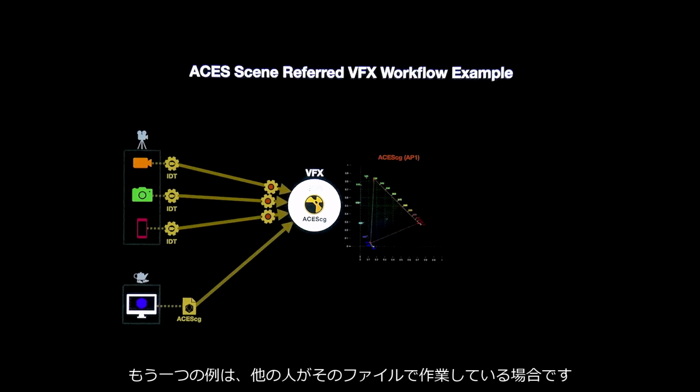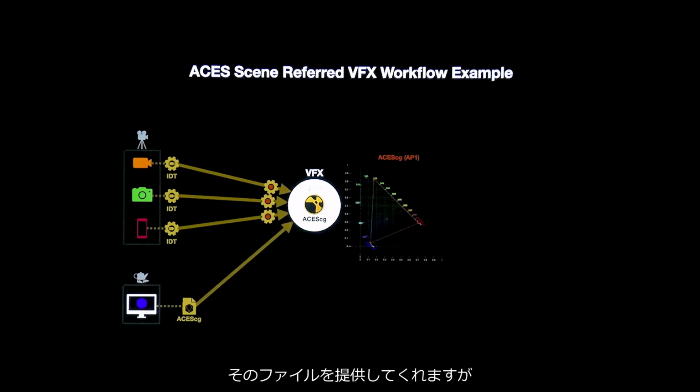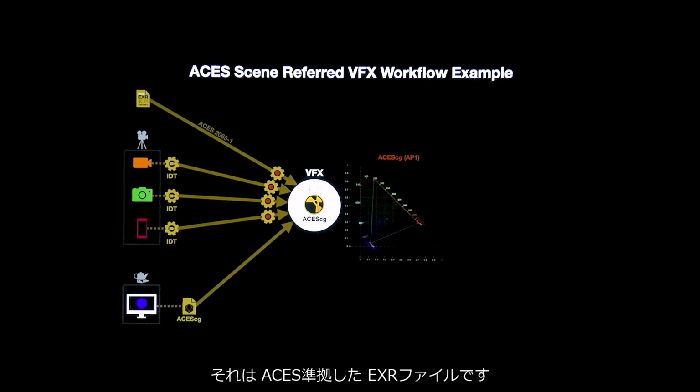There is another instance, which is someone else has been working on those files, and they are providing you with those files. So what are they going to provide you? Well, they are going to provide you with the EXR ACES compliant file. So what you need to specify is that that is an ACES compliant file. So you just put that color space, the ACES 2065-1, okay? And that is all you need to put all your files inside Nuke. Once your files are in Nuke, you do your business with the files.